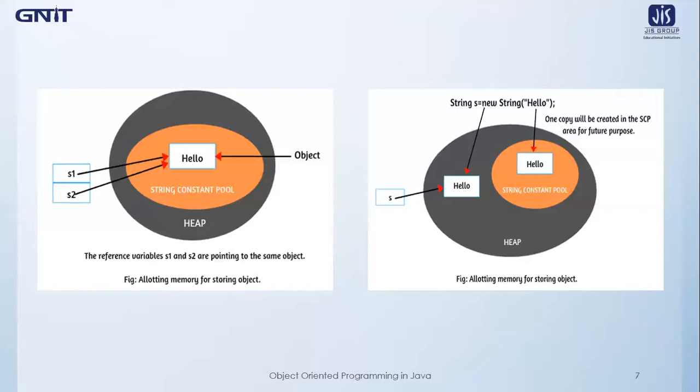Both the reference variables will point to the same object inside the SCP area. That means in this scenario, only one object is being created inside the string constant pool. Although we are not writing any object creation statement that we normally write in a Java program, objects are still being created inside the string constant pool if you are creating a string object using string literals.